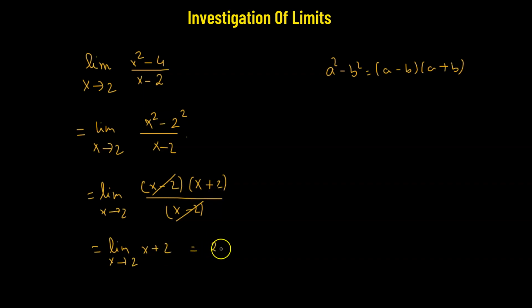Now we simply substitute the value of x with 2. This gives us the value 4. This means the limiting value of this particular function when x approaches 2 is 4. So never think that the value of this function is 4. It's just that in the neighborhood of x equals 2, the value of the function approaches the value 4. Let's move on to the next problem.